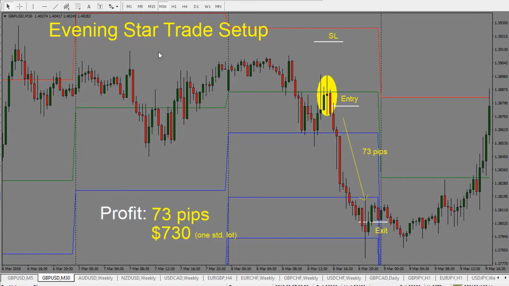So just to recap, an evening star trade setup is formed with 3 candlesticks. We have a bullish candlestick followed by indecision candle and then a bearish candlestick. Once we see the evening star trade setup form, we can trade an entry short as this is a bearish chart pattern. Our stop would go above the previous highs here and we stay with the trade as long as price is dropping. Once we see price pulling back in the opposite direction here, we see this bullish candle, we can close our trade. From entry to exit here, we get 73 pips in our trade. So our profit is 73 pips or $730 when trading 1 standard lot.